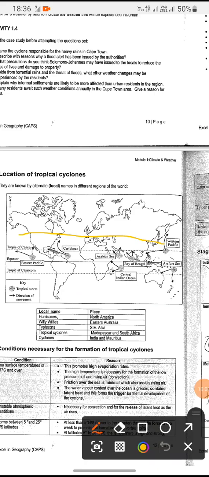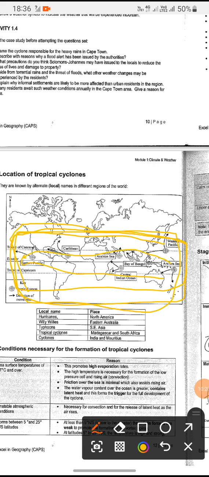It's on the tropic wind belt. In Grade 11 you dealt with the sun's rays and all of that, so you know this is a tropical region. They form around here. These are your tropical cyclones.